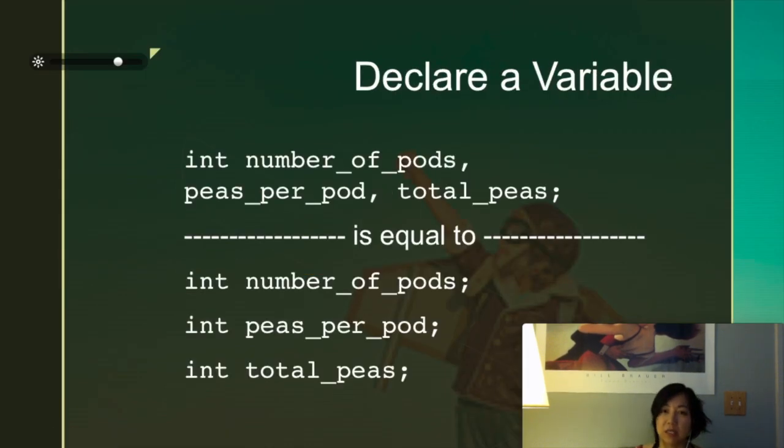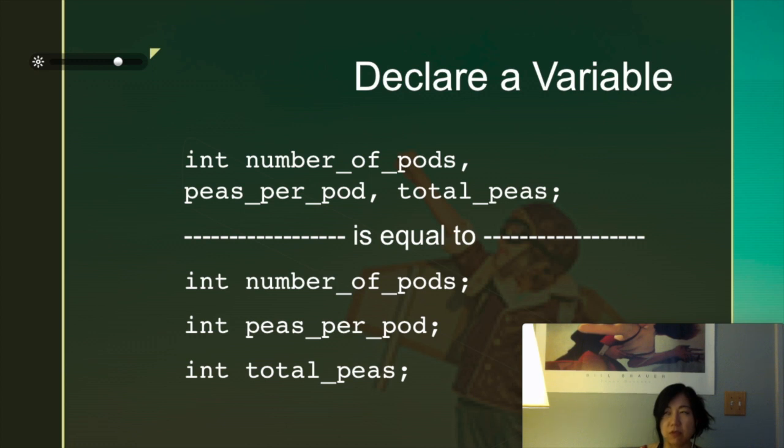What it does is it declares some variables. Actually, there are 3 of them. It can be broken down into 3 lines, but they just use 1 line to declare all 3 variables. They are number_of_pods, peas_per_pod, and total_peas.